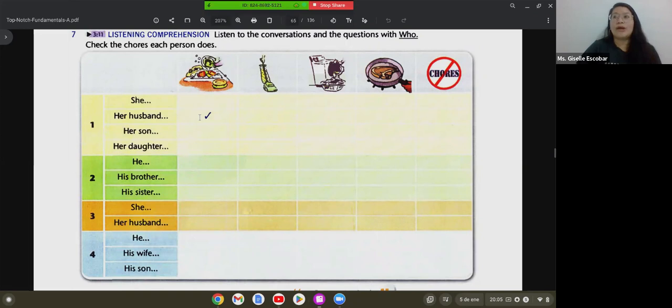Ustedes van a escuchar, por ejemplo, who washes the dishes in your family? ¿Quién lava los platos en tu familia? Y la otra persona puede responder, let's see, my husband washes the dishes every day. Mi esposo lava los platos todos los días. Entonces ustedes van a tratar de escribir the husband o la persona a la que escuchen y el chore, la actividad, la tarea que ellos realizan.